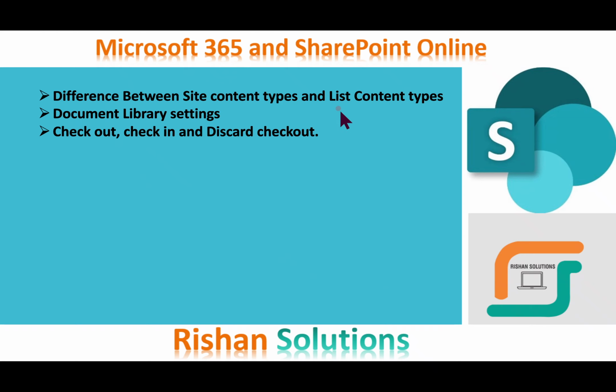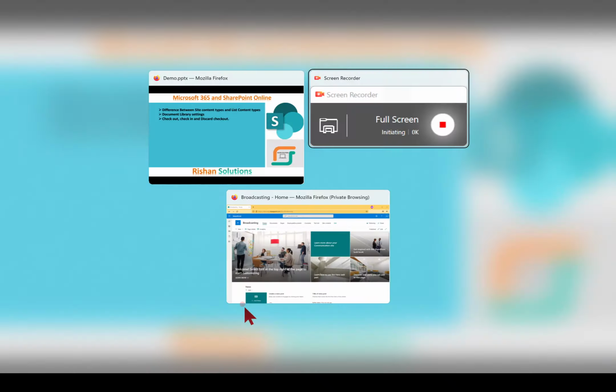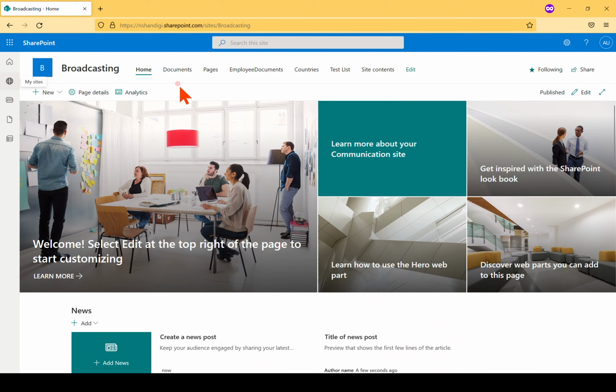In this video, we'll see the difference between site content types and list content types, and also a few of the document library settings. In that, we'll discuss checkout, check-in, and discard checkout, and what the difference between these three is. We'll discuss that in this session. So for that, I'm going back to this site.